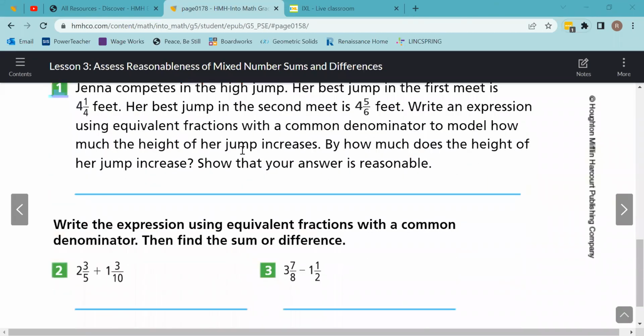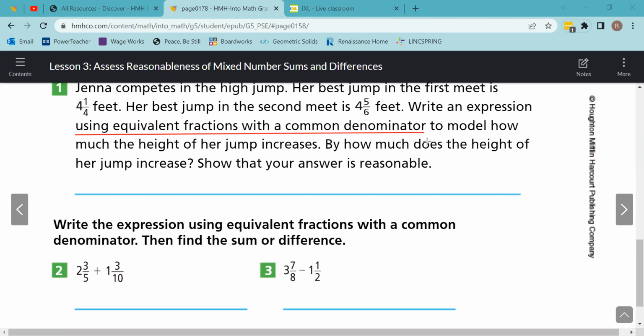Okay, number 1, Jenna competes in the high jump. Her best jump in the first meet is 4 1/4 feet. Her best jump in the second is 4 5/6 feet. Write an expression using equivalent fractions. Okay, we have to pay attention to this. Using equivalent fractions with a common denominator, because some of you are not doing that in your assignments, and you need to do that when they explicitly tell us to. It can be really boring to read the whole thing, but it is important. If you just glance and do something with your numbers, you don't really know what they're asking.